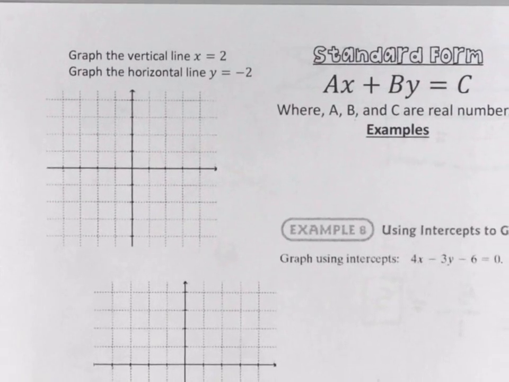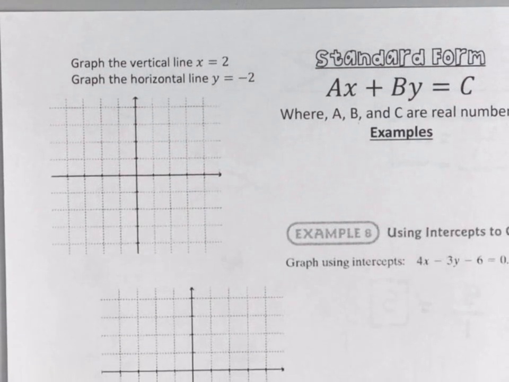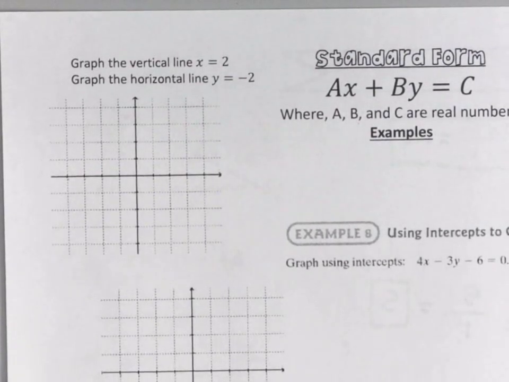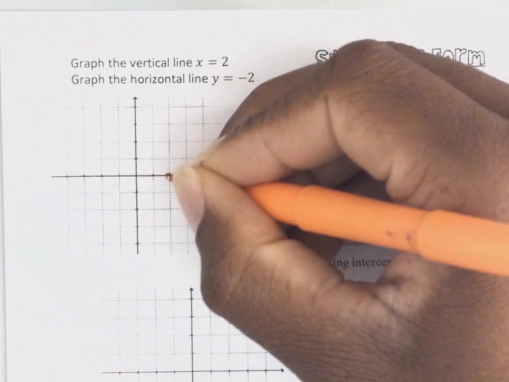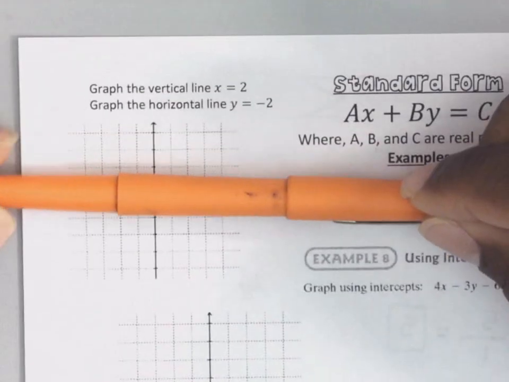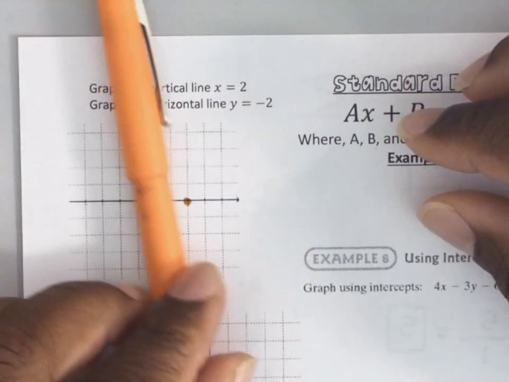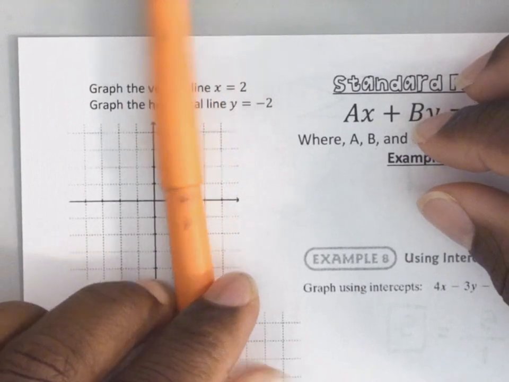All right, just some graphs that kind of trip people up sometimes. To graph x equals 2, is that this way or this way? X equals 2 is right here, right? So you're telling me I would do it like this? No. I would do it like this. Because no matter what y is, x will always be 2.